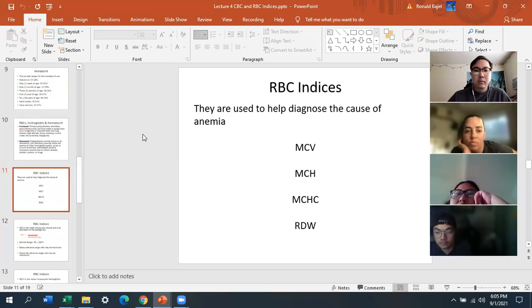All right, the RBC indices. These are the main ones. You're going to be getting an exercise where you're going to be calculating RBC indices, you'll get the formulas, and what you have to do is calculate the missing parameter. So the RBC indices are MCV, MCH, MCHC, and RDW. RDW, there's no calculation for that. That's something that the instrument will actually measure.